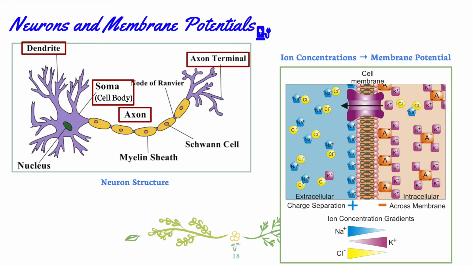Now, let's talk about neurons and membrane potentials. Neurons are the cells of the nervous system, and they consist of 4 main parts: the dendrites, the cell body, the axon, and the axon terminal. The dendrites receive signals called action potentials from other neurons and transmit them to the cell body. The cell body, which contains the nucleus and organelles of the neuron, receives these signals and sends them down the axon.